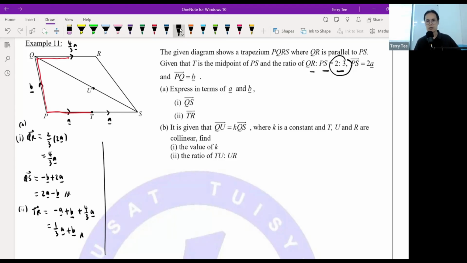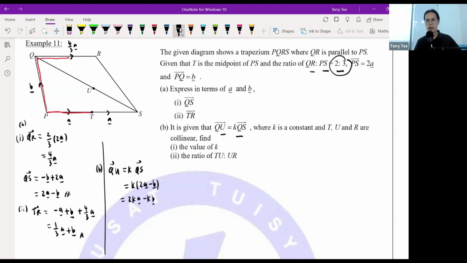Okay, part B. Given QU is KQS. Yeah, QU is KQS. I think we can substitute inside first. QU is K times QS. You know your QS, right? Okay, let me write down QS first. Let us substitute 2A minus B. This is 2KA minus KB.